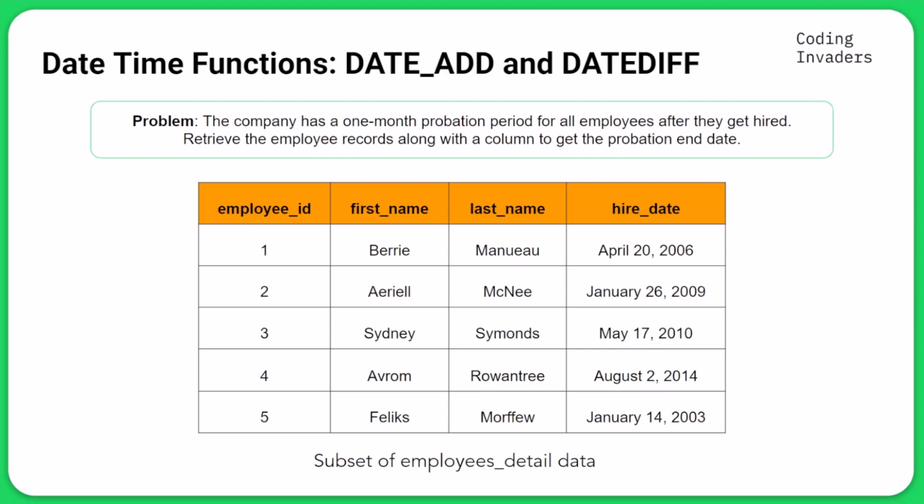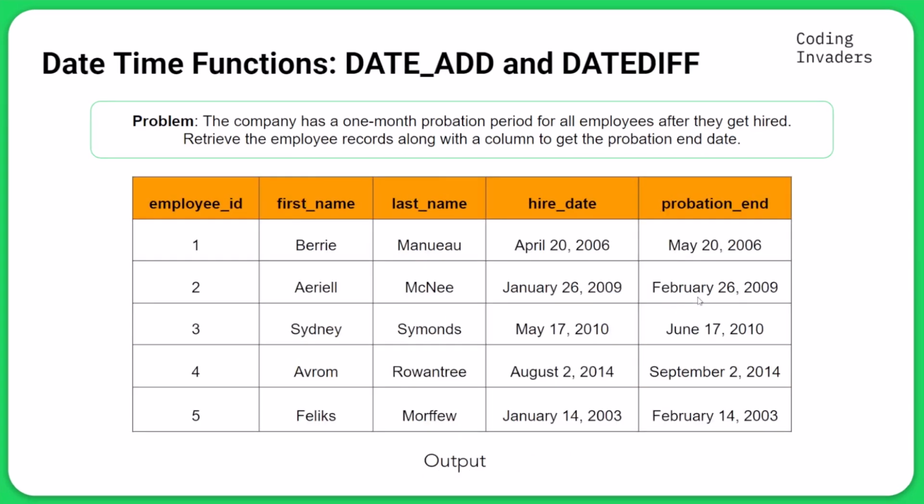You want to retrieve the employee record along with a column for probation end date. We want to add a column here, which would be probation end date. That should contain 1 month after the joining date. Okay, so let's try to visualize the output. So we want to add a probation end date column. Like I said, it should be 1 month after the hiring date.